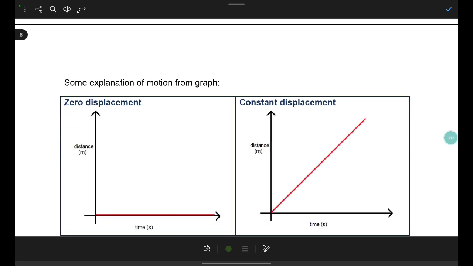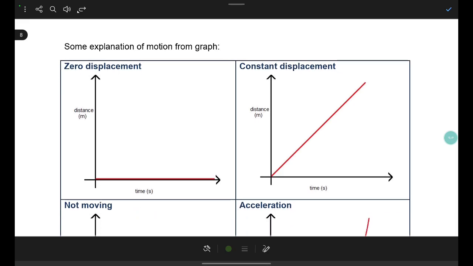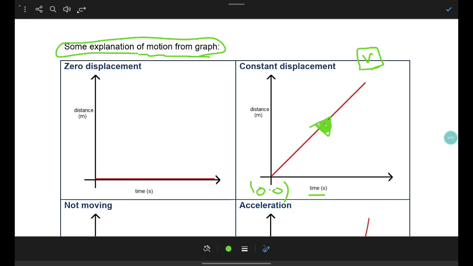Let's move on to the other part. These are some explanations of motion from graphs. The first, distance and time, the slope always gives us v. The kind of velocity or speed here is that speed increases. Speed is a straight line crossing the point 0,0. In this case, velocity or speed increases.